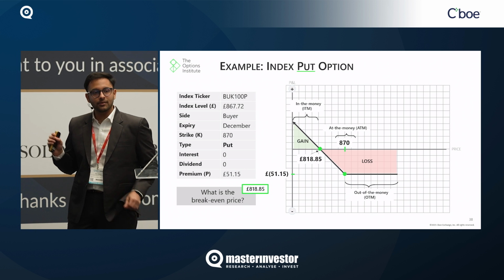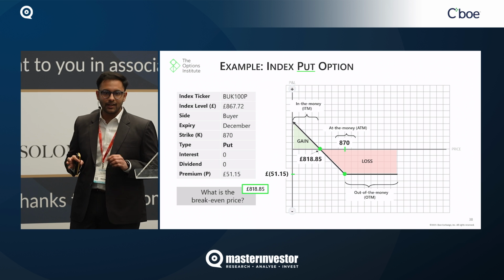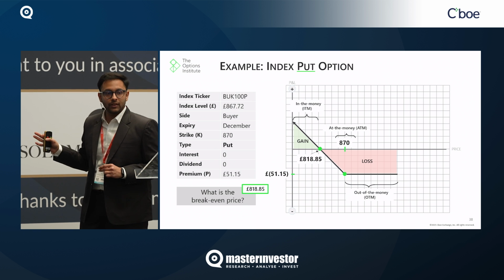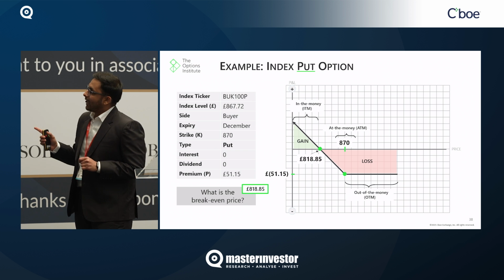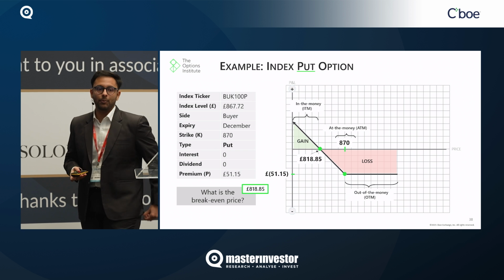And for put options, moneyness is defined slightly differently. So at the money stays the same. It's in and around your strike price. Anything above the at the money point is out of the money for put options. And anything below that 870 is considered in the money for put options.